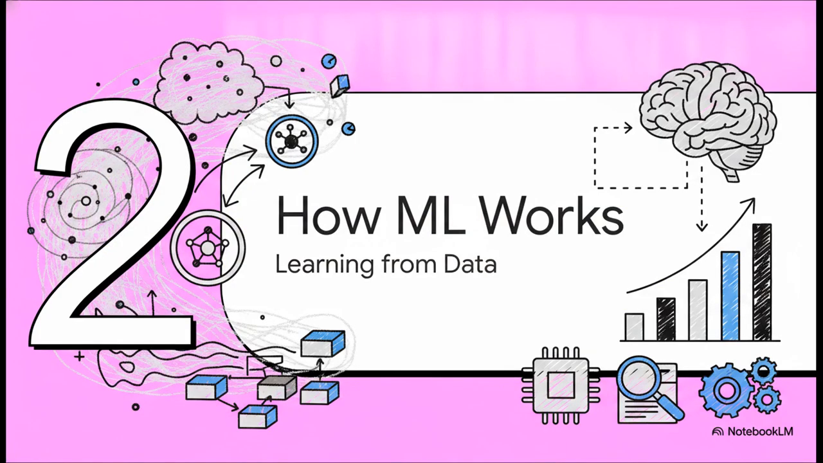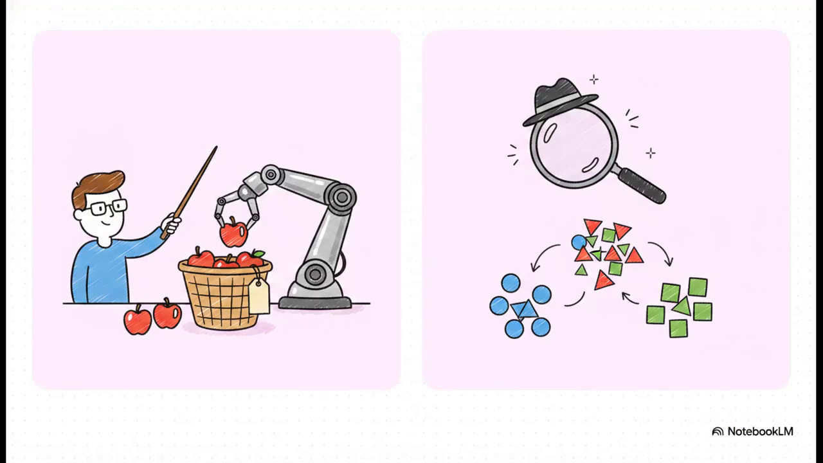Moving right along to section 2. How machine learning works. Now that we know what these technologies actually are, let's look under the hood at the mechanics of how these models learn. At the highest level, machine learning splits into 2 main camps, supervised and unsupervised learning. Supervised learning is exactly like having a teacher in the room with you. It uses labeled examples to predict outcomes.